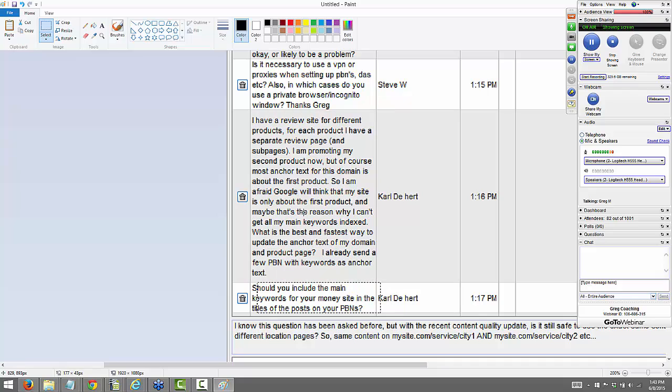All right, should you include the main keywords for your money site in the titles of the posts on your PBNs? I'll mix it up, Carl. Sometimes I'll name the whole PBN, like the actual title of the site name, around what I'm linking to. Sometimes I'll just do the post. Like I'll make the PBN more general, like Greg's site, the business directory, and I'll link out to a Nashville SEO site with an article on Nashville SEO type thing, or just general SEO. I'll at least have general and SEO in the title of the post. So I do both, where sometimes I'll theme the whole site around the keyword, sometimes I'll just theme the post around the keyword, or the general keyword, like SEO.